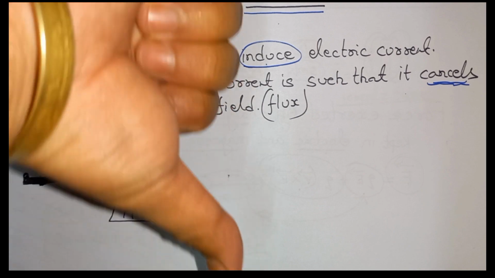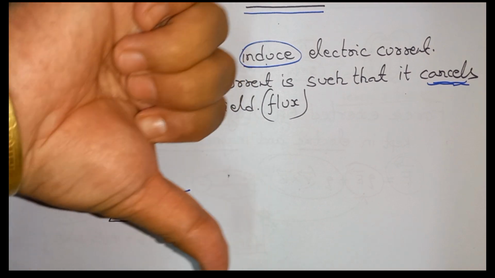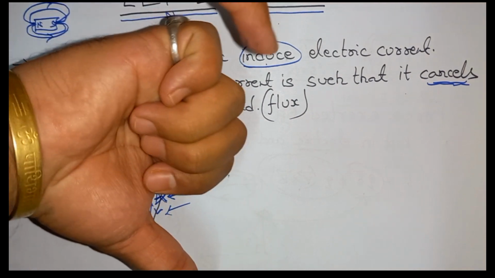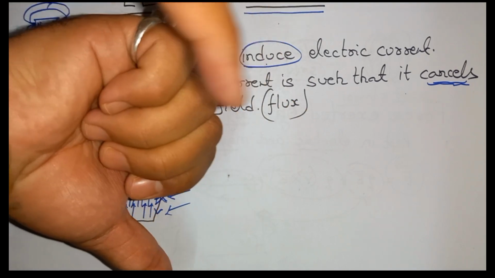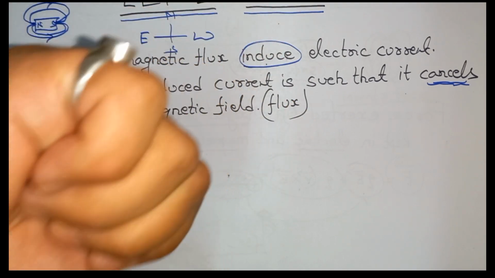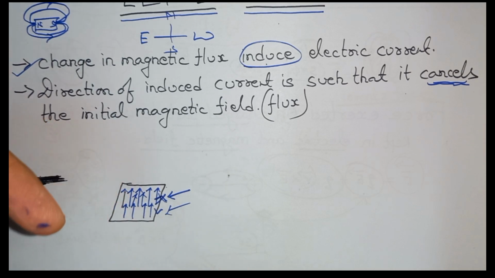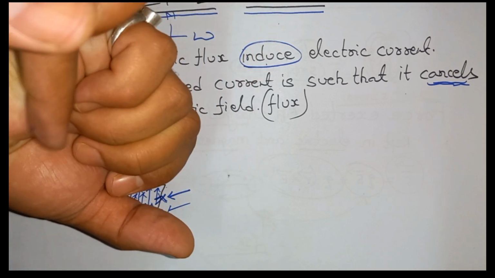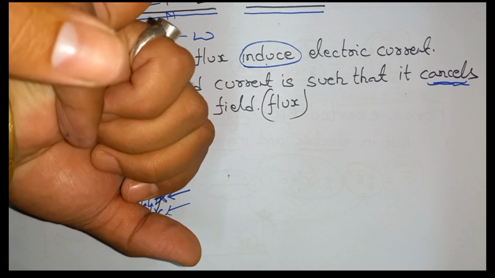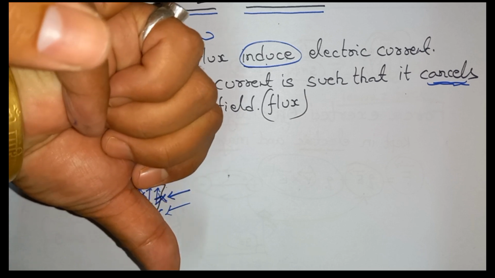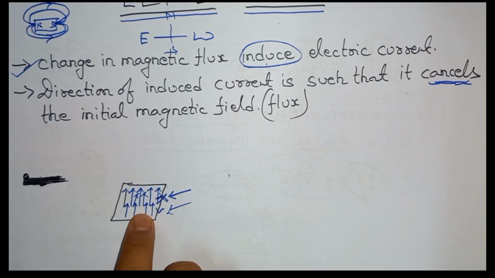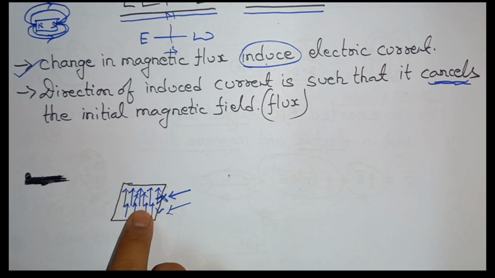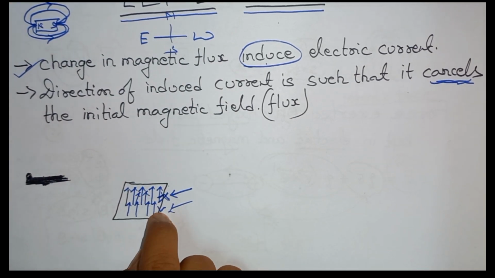Now what happens? You will take the thumb of your right hand down. Then this gives the magnetic lines, and the fingers give the direction of the magnetic lines. Before, the magnetic lines were from down to up. Now my fingers are going from up to down. That means it is trying to cancel out rather than supporting. It is trying to cancel out the magnetic flux which helps to produce the electric current.